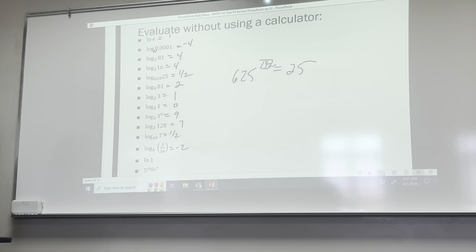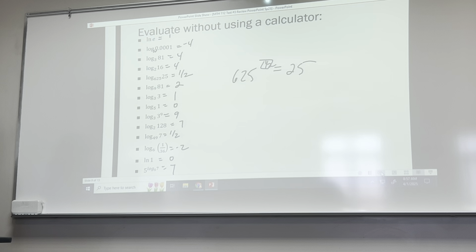Natural log of 1. Natural log means log base e. Doesn't matter what the base is. If the argument's 1, the answer is what? 0, right? 5 to the log base 5, inverse properties. 5 to the log base 5 of 7, what's the answer going to be? Just 7.